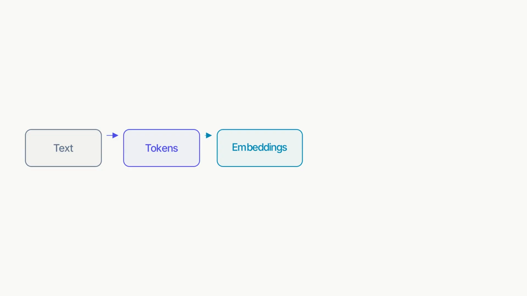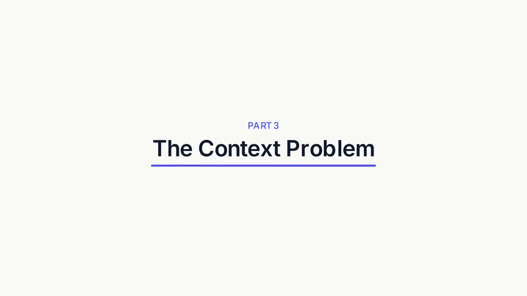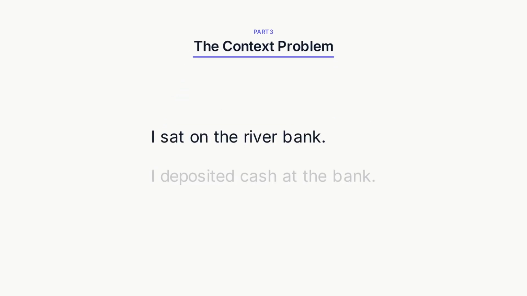it's the problem that makes these models truly powerful. Part 3, the context problem. So far, every token gets the same embedding every time. The word bank always starts as the exact same point in space, but look at these two sentences. I sat on the river bank, and I deposited cash at the bank.